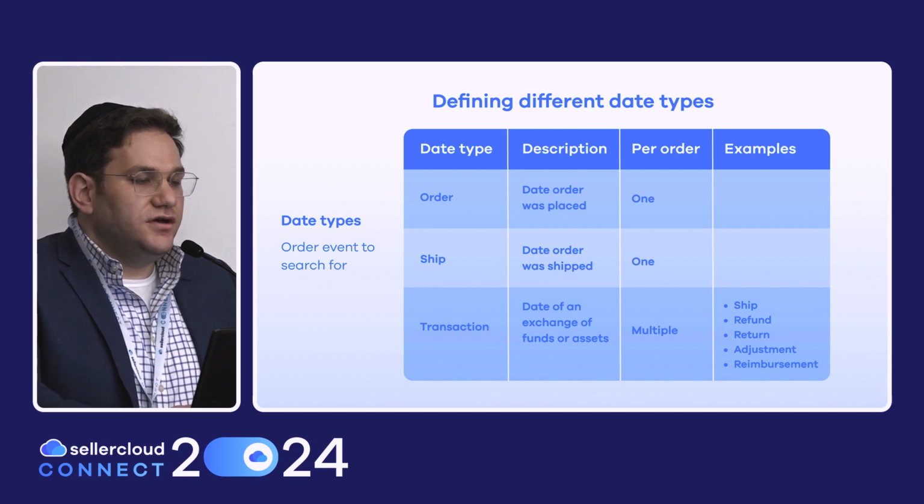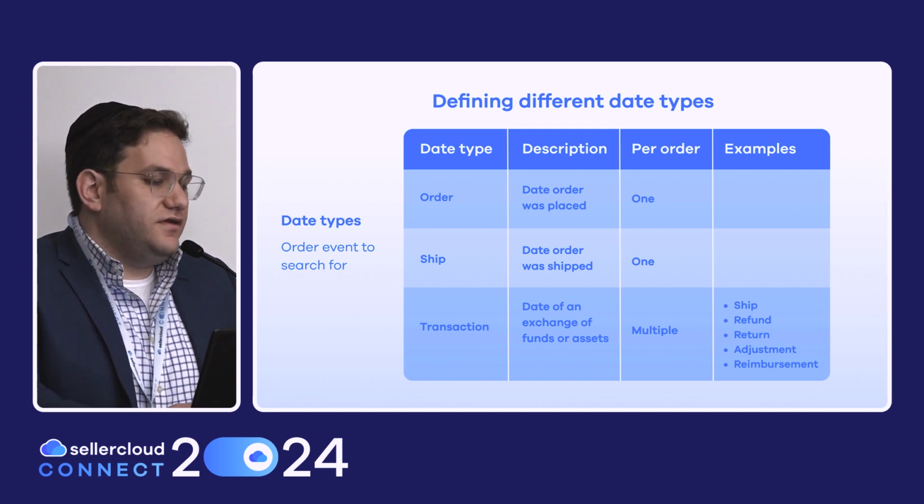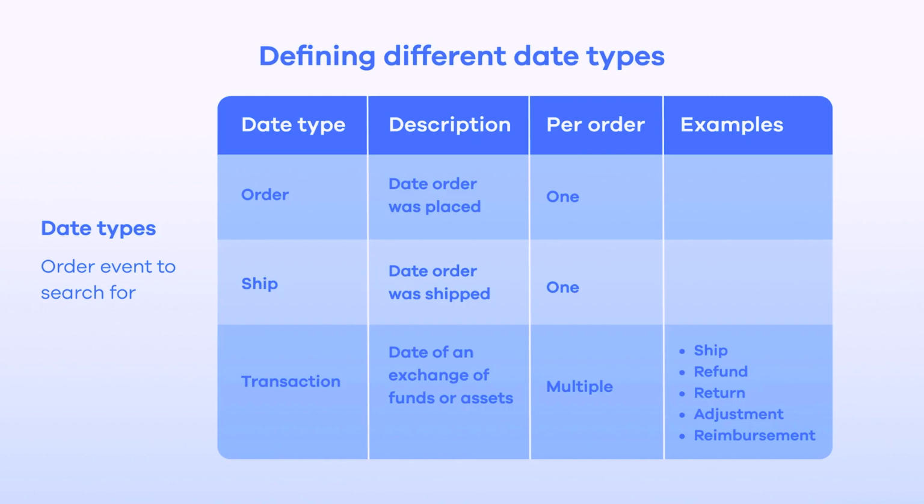When you're searching, these are the order events you're searching for. So when you search by order date, you're searching for all orders that were placed within this date range. And there's only one order date per order, so all the data relating to this order will show up in that record.